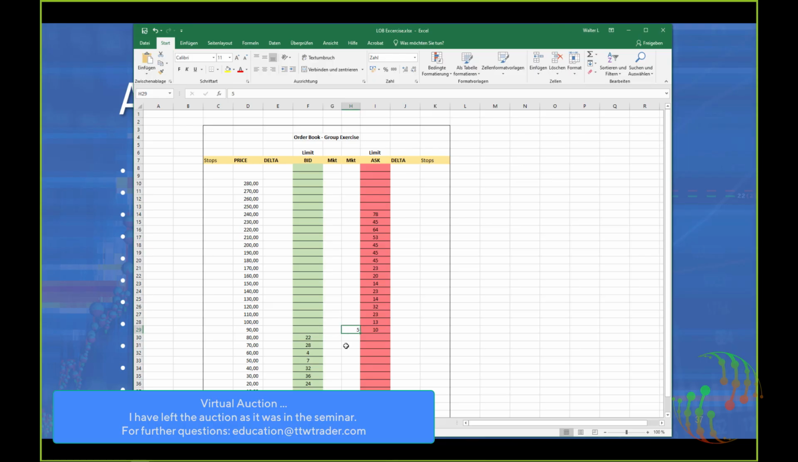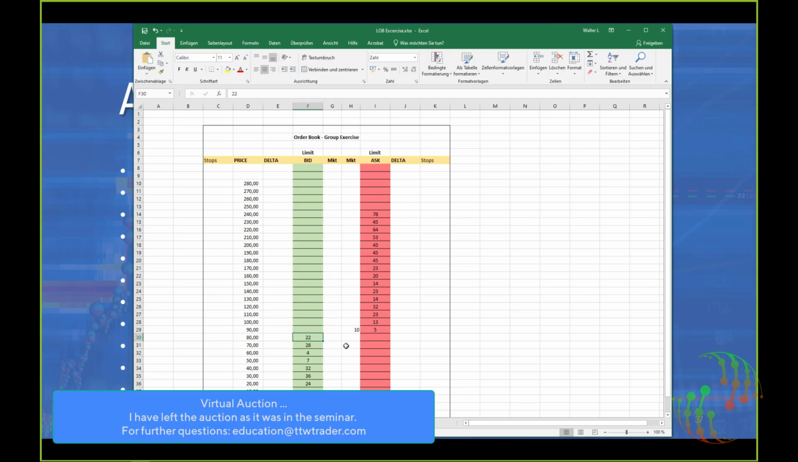Okay, the next, I have the buy 5 at 90. That means I have to add 10 and subtract 5 here. Now I'm the auctioneer. I want to sell 5 at 90. Who is willing to buy 5 at 90? Okay. Then the matching engine is going back.